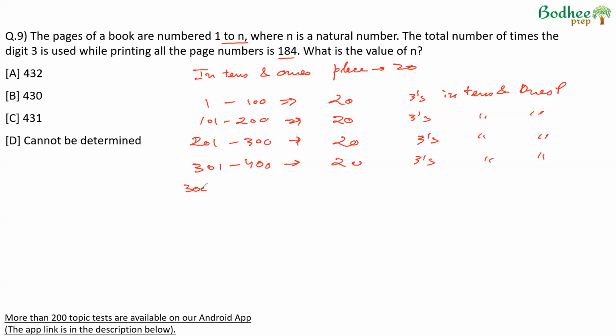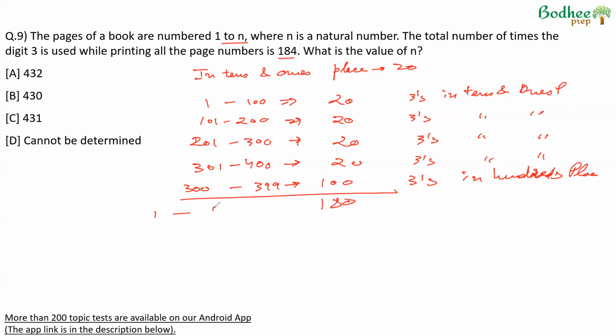Also, from 300 to 399, we have 100 threes in the hundreds place. So when we write numbers from 1 to 400, the number of threes that we'll have is 100 plus 20, 20, 20, 20, which is 180. 1 to 400 has 180 threes. We need 184 threes.